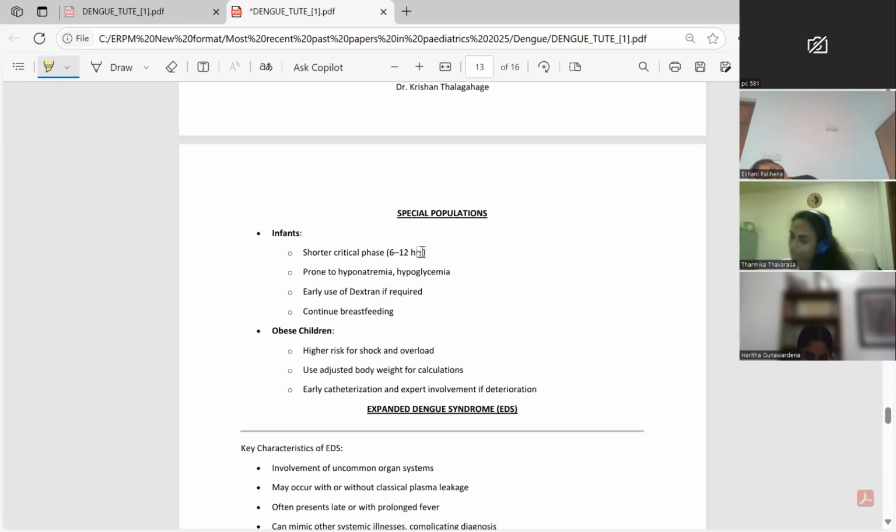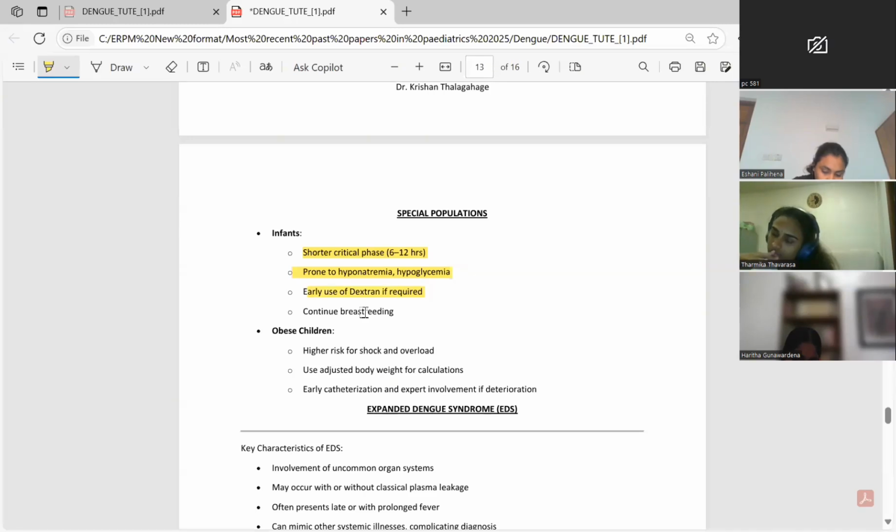Infants will have a shorter critical phase. Leakage, we discussed, is around 48 hours. But when it comes to infants, it could be short. They will leak short and finish short. Right? They are more prone to get low glucose, hyponatremia, right? Hyponatremia is low sodium, low glucose, right? Early use of dextran may be required, right?